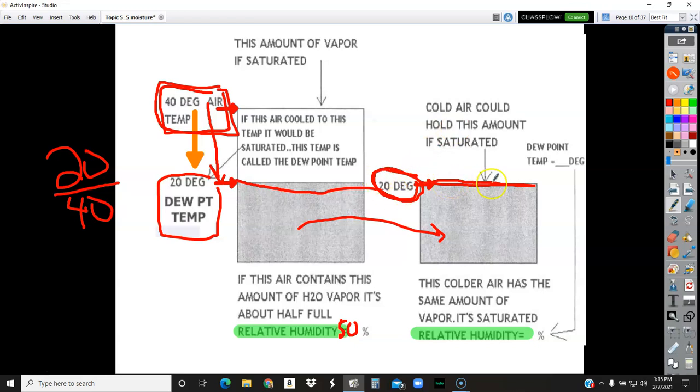So the air temp is 20, and over here it says, what is the dew point? So we're going to fill in this little blank. The dew point is also 20. The box is totally full. And therefore, if it's full, what's the humidity? 100%. All right? So here we were at 50% humidity. Over here on the right, we're at 100% humidity.